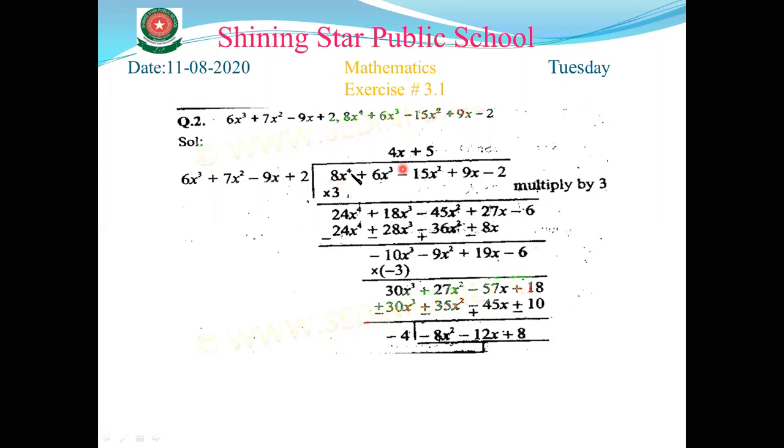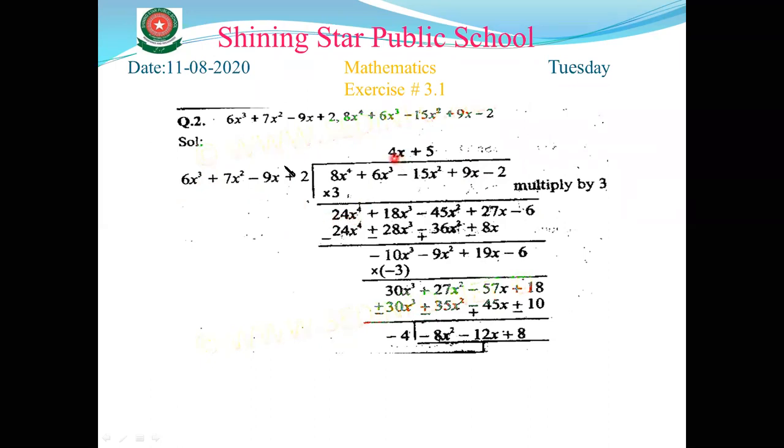So first of all, we multiply this expression with 3. So we will get 24. Now 24 comes in the table of 6. So that's why we multiply this expression with 3. So it becomes 24x power 4. 3 6s are 18. 3 15s are 45. 3 9s are 27. 3 2s are 6. Now here is 24. And we know that 6 multiplied by 4 is 24. So we multiply 4x with this expression because we have to make this 24x power 4.